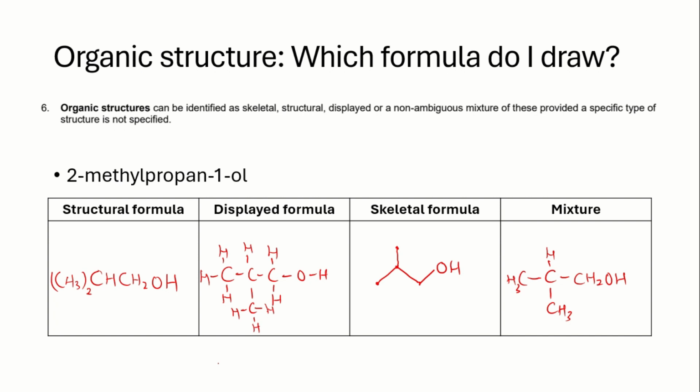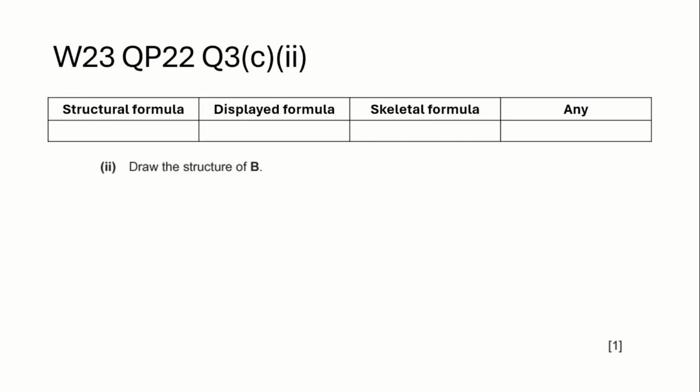So now go back to the question, which one do I draw in the exam? We are going to go through a few past year questions together and then you decide which one you should draw. Draw the structure of B. Let's say you are given a reaction and you are asked to draw the structure of B. If the question didn't specify which formula, you didn't see the word structural, displayed, or skeletal in the question, they only say structure, that means you can draw any formula, including the one with mixture.